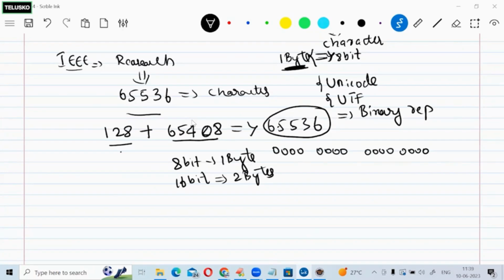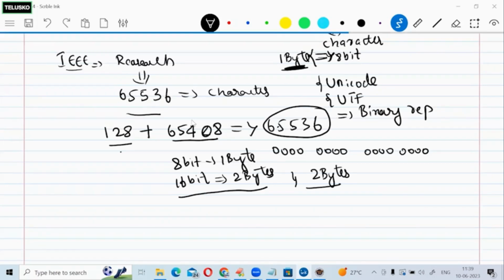Now, Java and most of the programming languages, are they following ASCII or UTF? Which format are they following? UTF. Java also follows UTF. Because of which, tell me, for a character in Java, how many bytes of memory are allocated? 2 bytes. Our memory is in gigabytes, right? But how many bytes for a character? 2 bytes. Why 2 bytes? Because Java follows UTF.